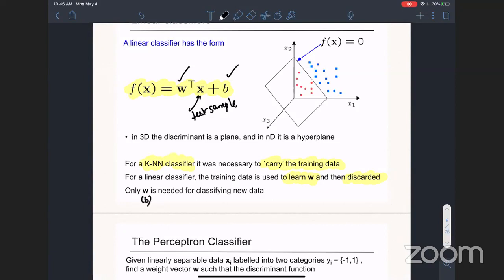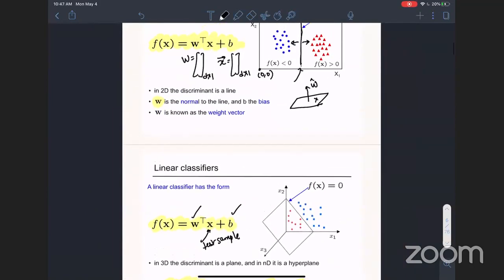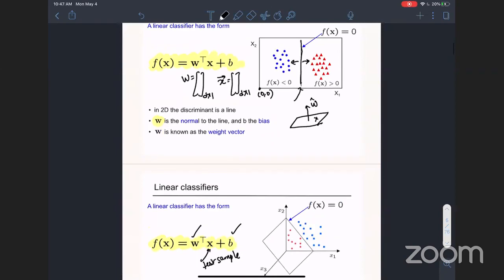Any questions so far? It is important to understand this equation, the 3D plane, and what we're trying to do. And it's still a linear decision boundary.